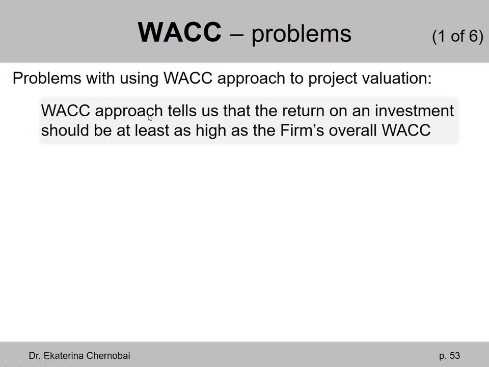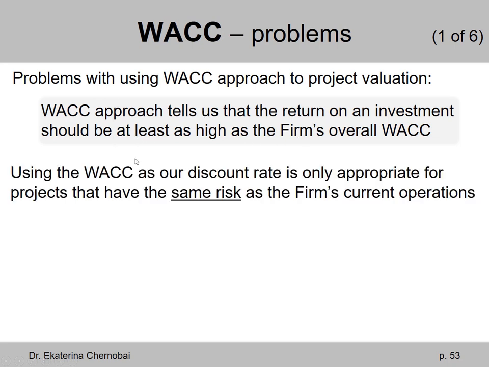So the weighted average cost of capital approach tells us that the return on an investment should be at least as high as the firm's overall weighted average cost of capital. So that's basically saying that we use the firm's weighted average cost of capital as the discount rate for any new project. Turns out we can do that, but it's only appropriate for projects that have the same risk as the firm's current operations.